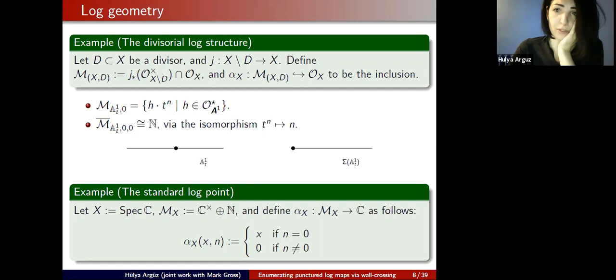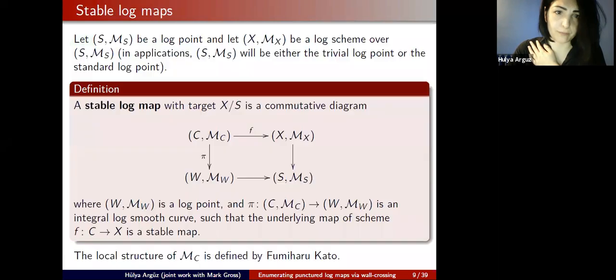And if you would have P1, you would have two natural numbers corresponding to the two points forming the toric boundary divisor, and I would identify these two R greater or equal 0s. So in general, if you have a toric variety with the divisorial log structure given by the toric boundary divisor, you obtain the toric fan as your tropicalization. What are log maps? A log map, if you take the log point and a log scheme over the log point, in applications, this log point will be either the trivial point or the standard log point, depending on which setup you're working in.